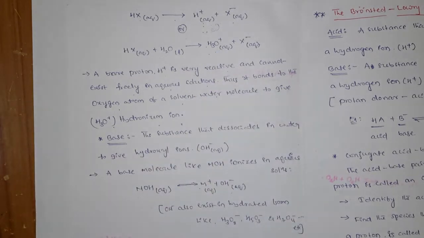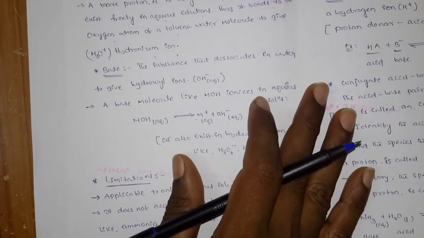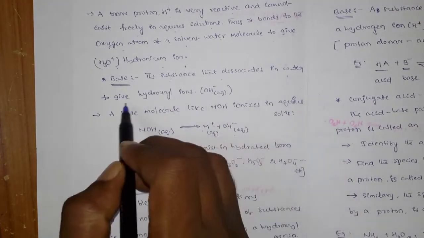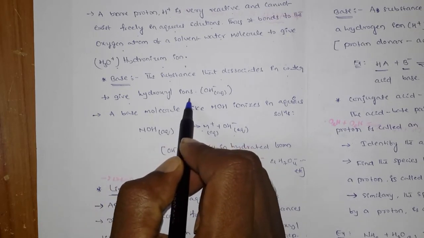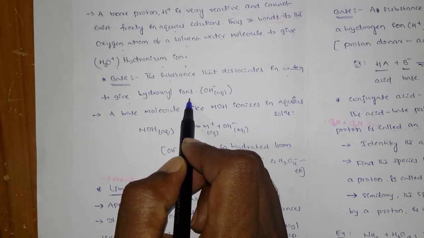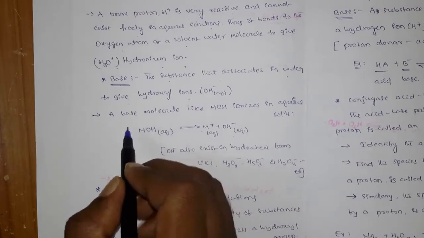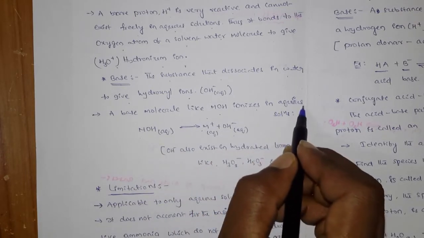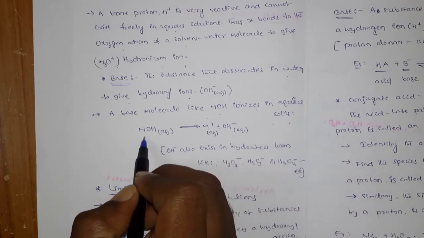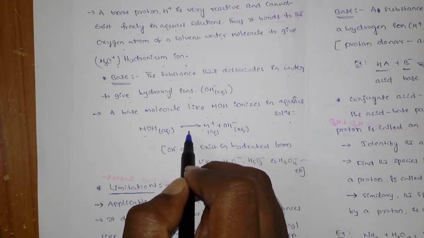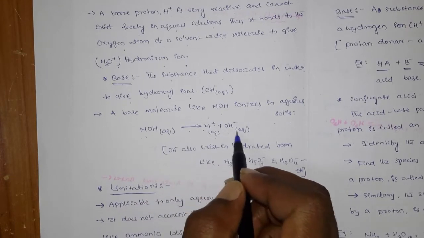Okay, right. And what about the base according to Arrhenius? Very simple. According to Arrhenius, a base is a substance that dissociates in water to give hydroxyl ions. Earlier the acid gave H+ ions, and here the base gives OH- ions. So a base molecule like MOH ionizes in aqueous solutions. Let us take the best examples: sodium hydroxide, potassium hydroxide, magnesium hydroxide, calcium hydroxide. On dissolution in water, these all convert into M+ and OH- ions.